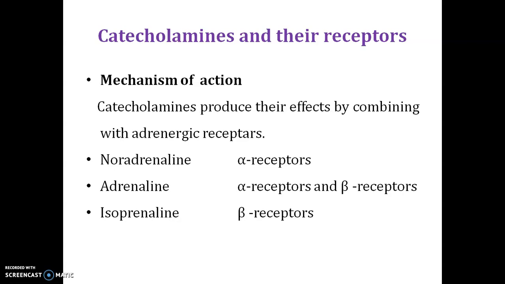Noradrenaline acts on alpha receptors only and will show the effects observed after stimulation of alpha receptors. Adrenaline acts on alpha as well as beta receptors and will show the effects seen after stimulation of alpha and beta receptors. Isoprenaline acts on beta receptors only, and the effects observed after its administration will be similar to stimulation of the beta receptor.